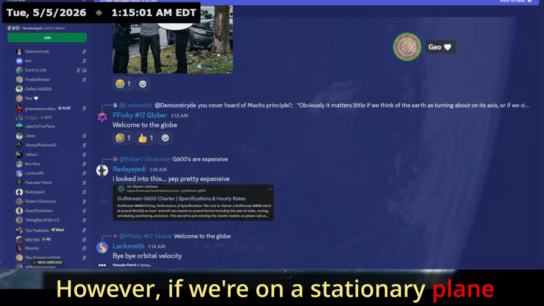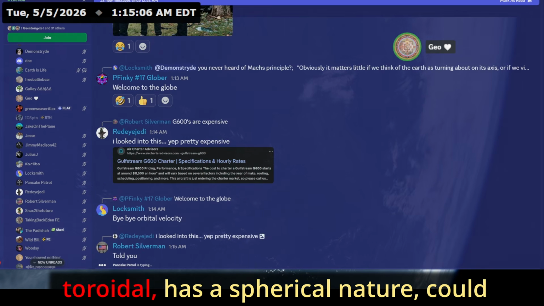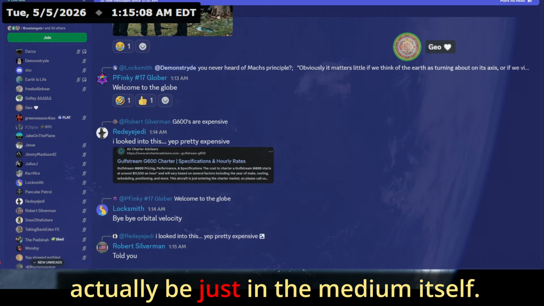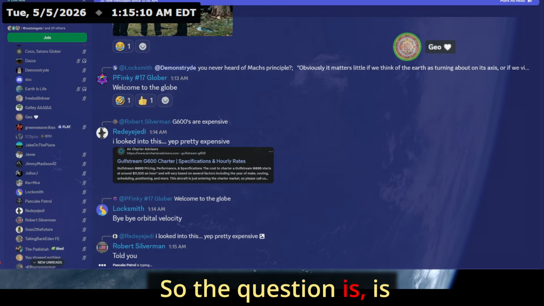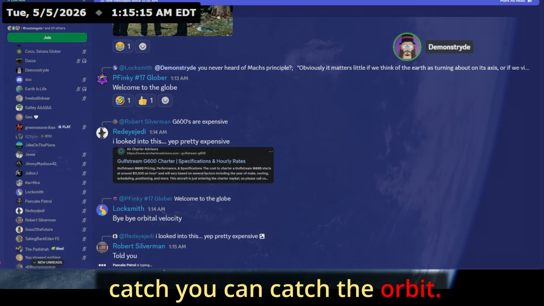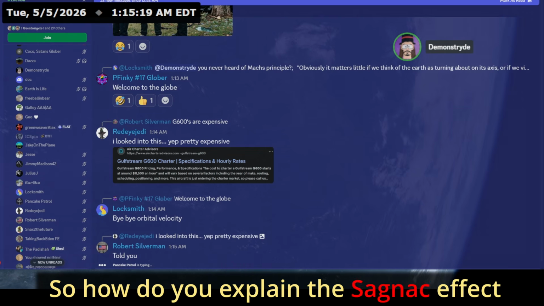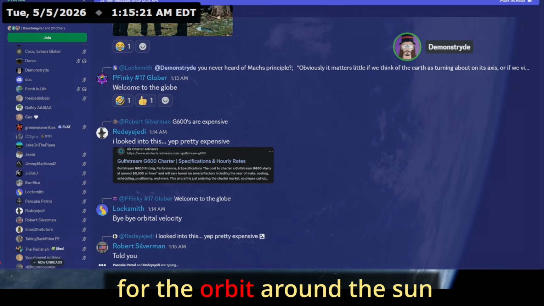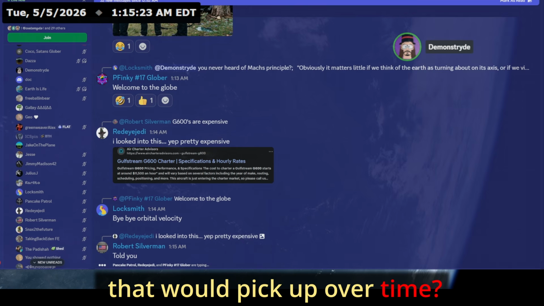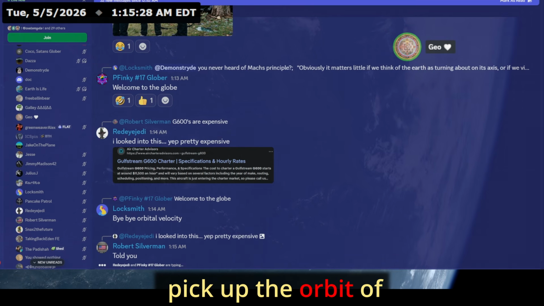So it does align with a ball. However, if we're on a stationary plane with a medium that functions like a sphere, like if the ether is toroidal, has a spherical nature, it could actually be just in the medium itself. So the question is which one is actually true? And you can catch the rotation and the orbit with the ring laser gyroscope. So how do you explain the Sagnac effect for the orbit around the sun that it would pick up over time? Well, that was the whole reason they had to create relativity, because it didn't pick up the orbit of the sun around the Earth.